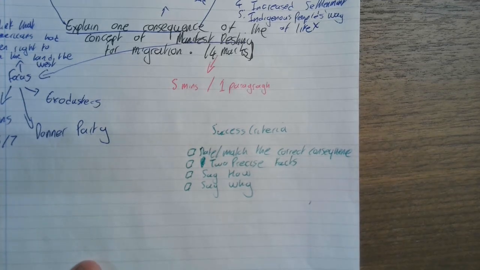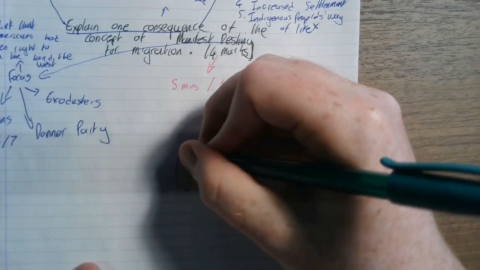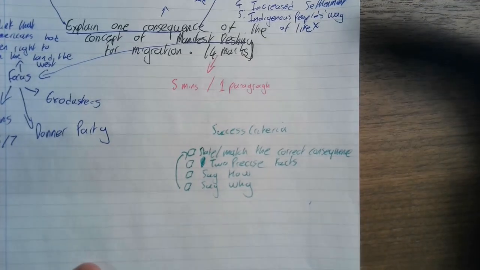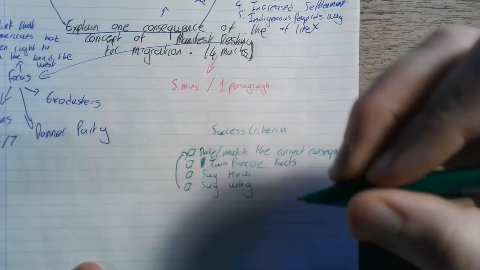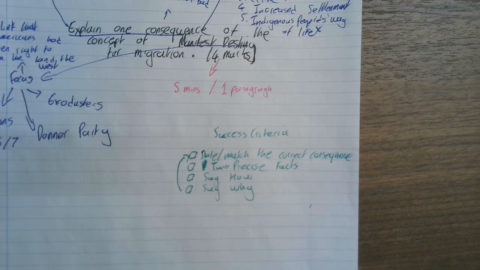Okay? What I tend to do when it comes to this type of question is I tend to put my why here after I've stated the consequence. So once I've worked out the correct consequence, I say why it fits. Then I bring in 2 precise facts and then I say how it got to the consequence. Alright? It's not the end of the world though.